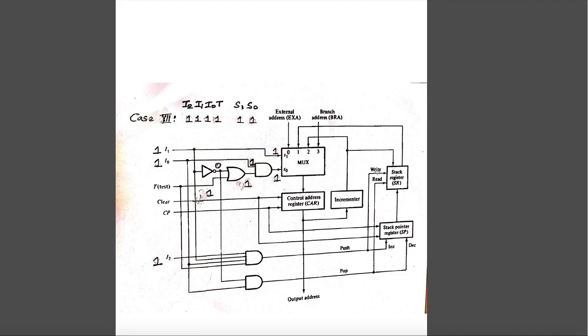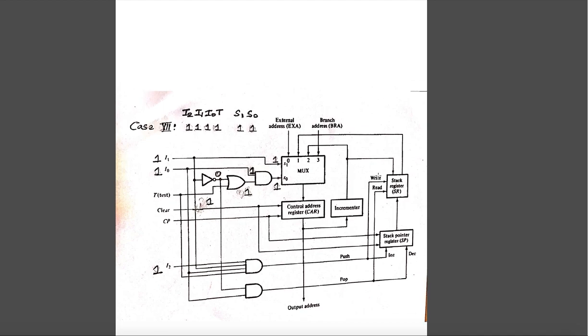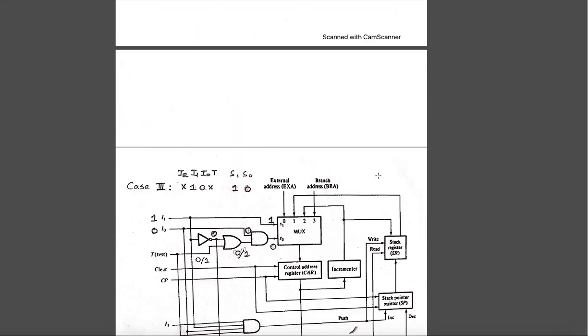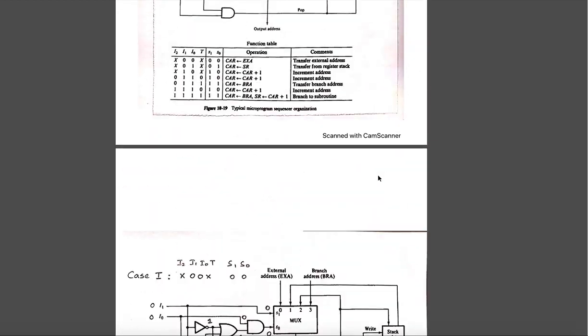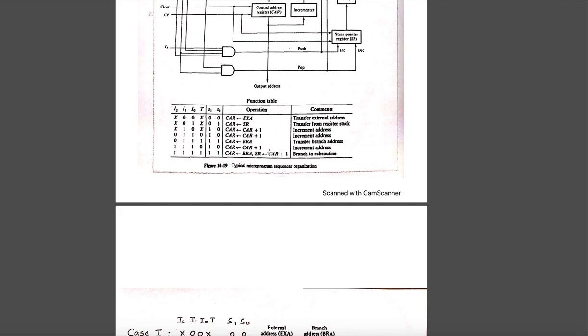So what is that thing that is going to be written? Let's see. The thing that is going to be written to the stack register is the current value in the control address register plus 1, written to the stack pointer location, and then CAR is loaded with the branch address. So what is actually happening here? This is the functionality of a subroutine.